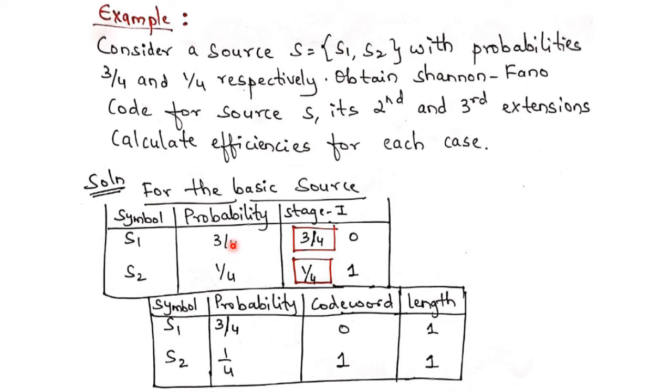Since we have only two symbols, we'll have two groups. 3 by 4 will be one group and 1 by 4 will be in the second group. The first group will be assigned 0, the second group will be assigned 1. So symbols and their probabilities are written in this table. For 3 by 4 the code word is 0, for 1 by 4 the code word is 1, and both the code words are of length 1.